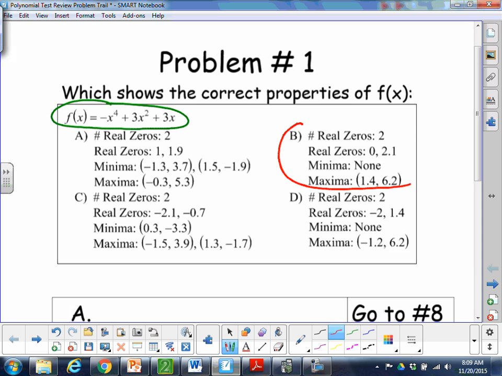It had two real zeros. The coordinates were given there, and the maximum and minimum match up as well. Okay, moving on to number 2.